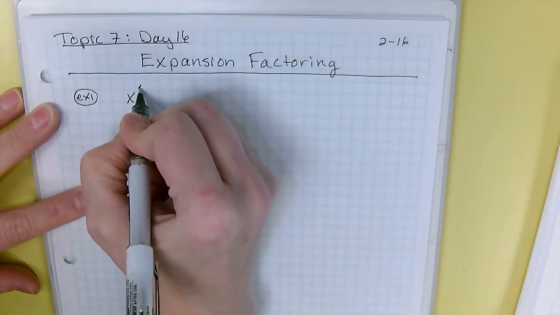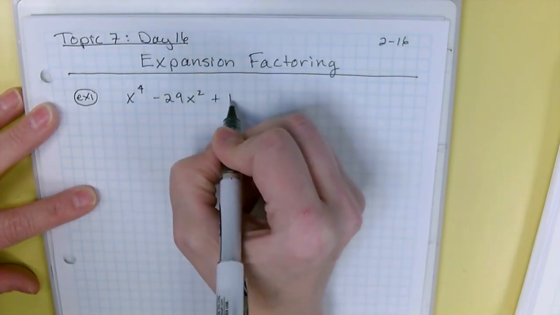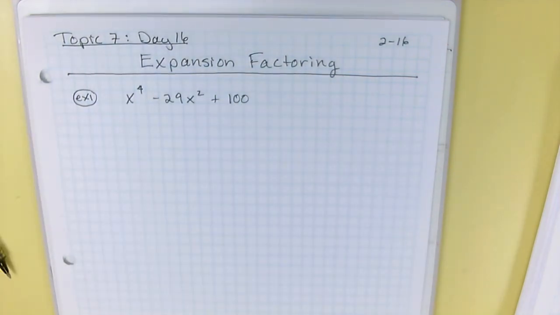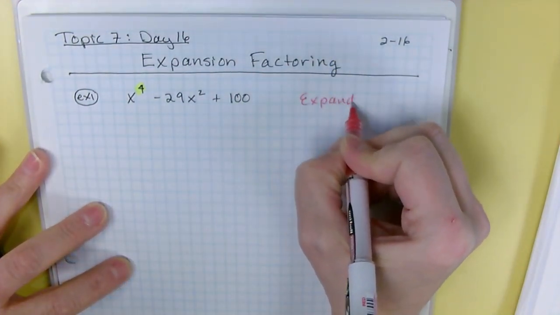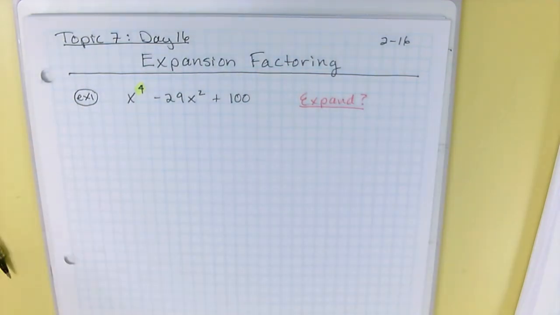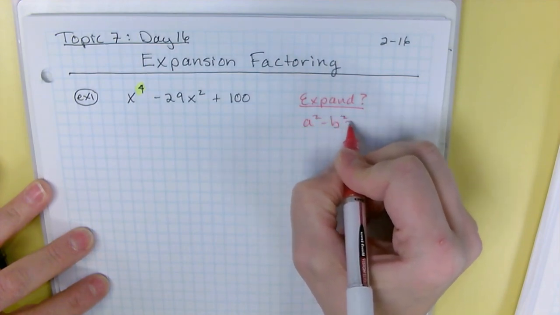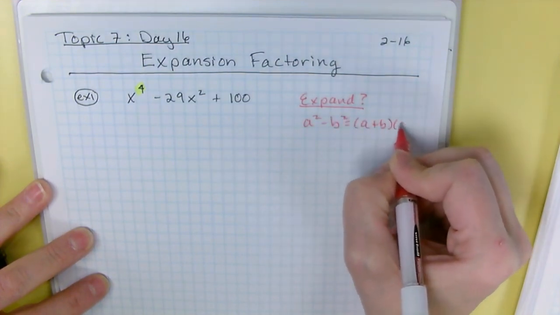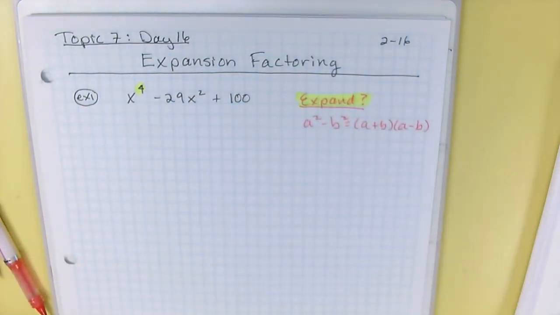So x to the fourth minus 29x squared plus 100. When you look at this, even before you start doing ABC factoring, the minute you see an x to the fourth, your brain should go, oh, that's a pretty high power. Am I going to expand this problem? And if I do, it will probably be a squared minus b squared, which is (a plus b)(a minus b). So that immediately means you should look for expansion.